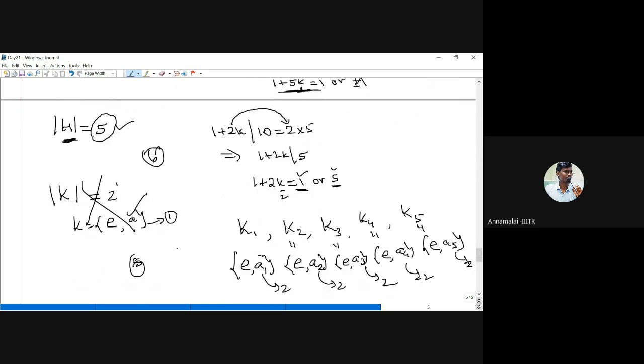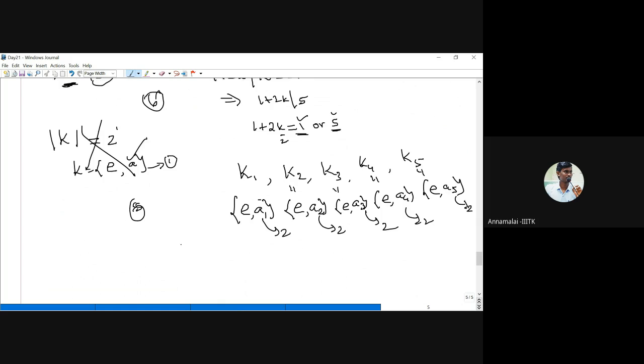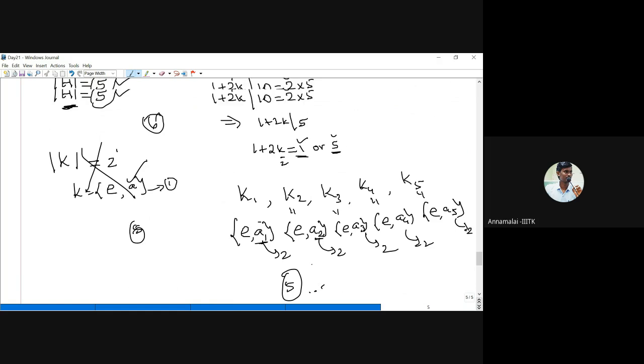So now we list all the 10 elements. 5 elements are there in the 5-Sylow subgroup. The remaining 5 elements are there in the 2-Sylow subgroups. Now, in the 2-Sylow subgroups, how many elements have order 2? A1 has order 2, A2 has order 2, and so on. Therefore, we have 5 elements whose order is 2. Therefore, the answer is 5.